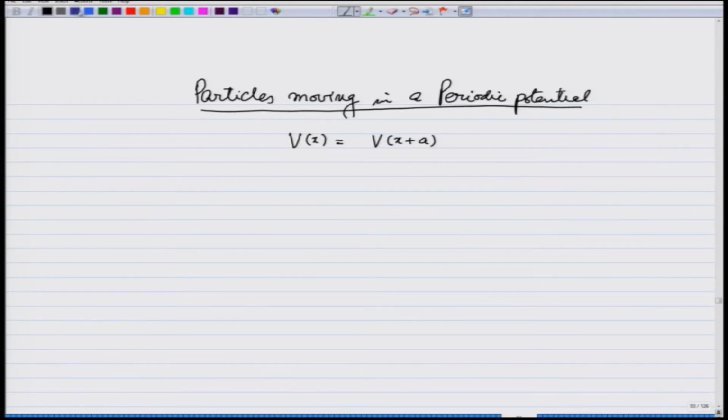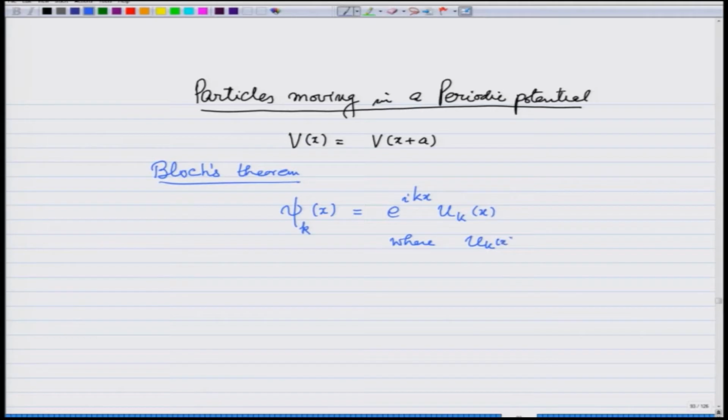And what we discussed was, in these cases, the wave function satisfies Bloch's theorem, which says that a wave function psi x, and I will label it by k, has the form e raised to i k x times u k x, where u k x is also a periodic function with the same periodicity as the potential.